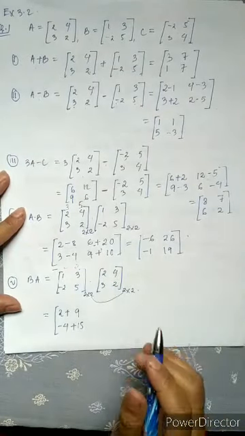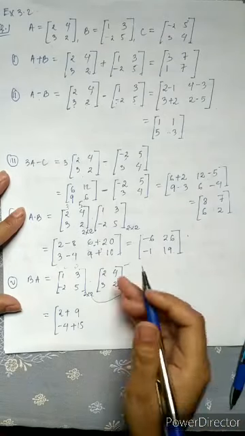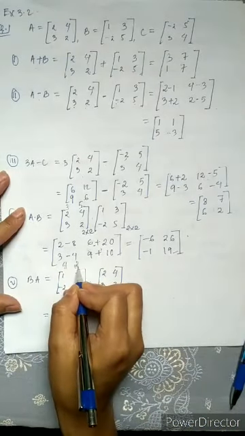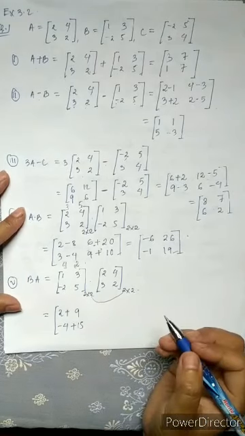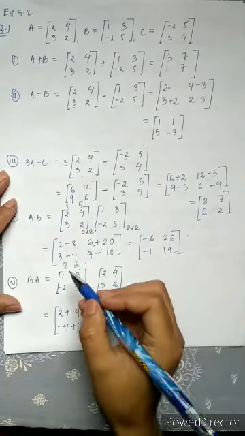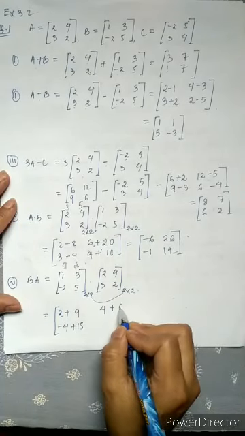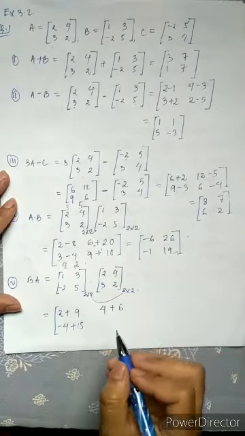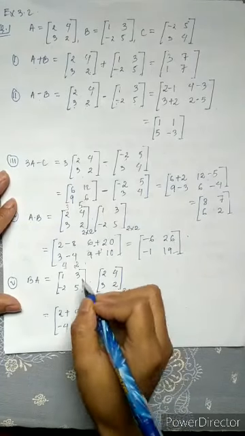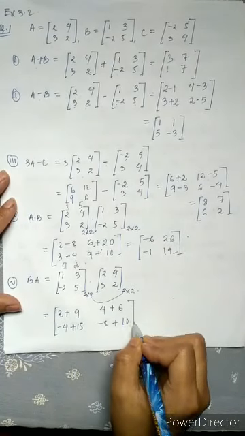Then the elements of the second column: 4 and 2. Find the sum of the product of corresponding elements. 4 into 1 is 4, plus 2 into 3 is 6. 4 into minus 2 is minus 8, plus 2 into 5 is equal to plus 10.